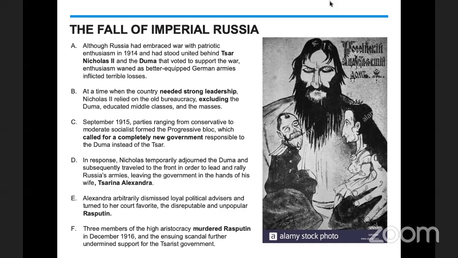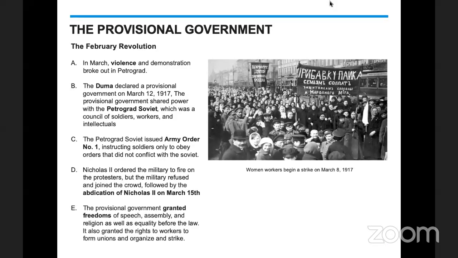Anyway, for political advice, she doesn't turn to her political advisors, and instead she turns to Rasputin, who dispenses terrible advice. And so three members of the highest aristocracy are going to plot and murder Rasputin. That story is also something of legend, of how he would not die, in December 1916, and they ensue. And the scandal further weakens the Tsar and the throne and the government. My students like the story about Rasputin.